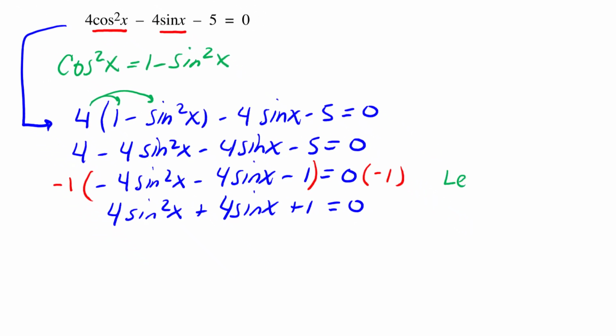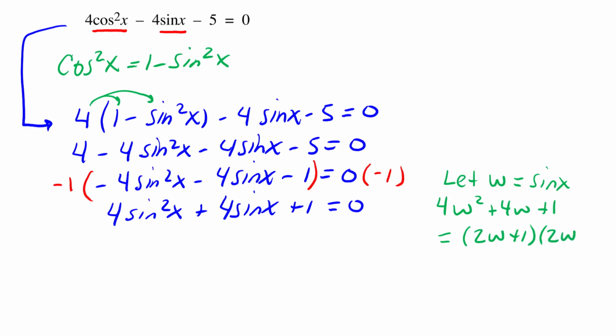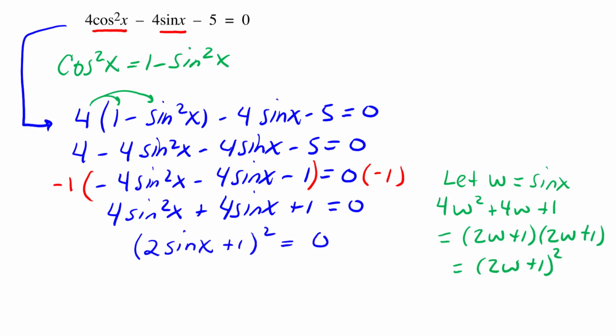Well, we're going to have to do some factoring here, so let's let w equal sine of x. The left side expression becomes 4w squared plus 4w plus 1. And this factors into 2w plus 1 times 2w plus 1. You may use any factoring technique that gets you to that answer. But this is nice. It equals 2w plus 1 squared. So what we're going to do is rewrite the left side as quantity 2 sine x plus 1 squared. And it's equal to 0.